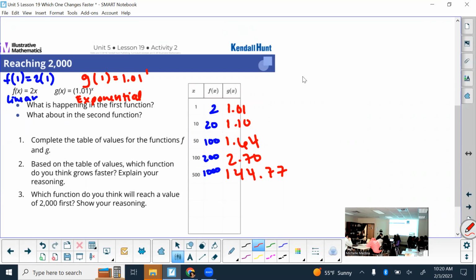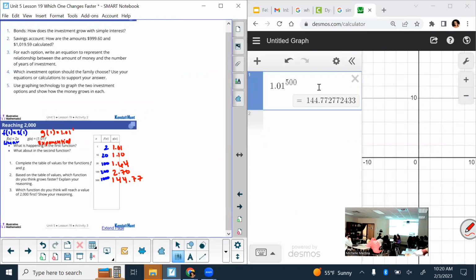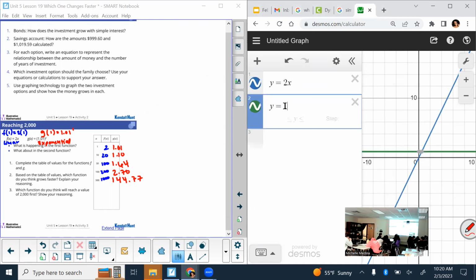All right, so a few ways you could figure that out. You could keep playing with numbers and see which one actually reaches 2,000 first. You can make equations and figure that out, plug it in. You could also graph them. So y equals 2x. I could also put f of x, but I'll just leave it as y. And y equals 1.01 to the x.